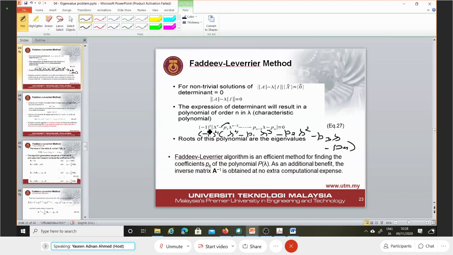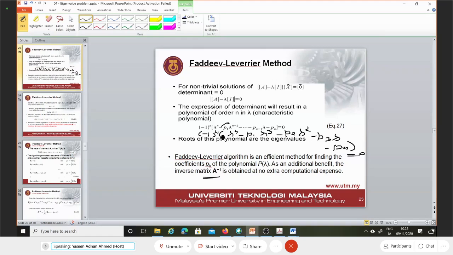So minus 1 to the power 4, multiplied by lambda to the power 4 minus p1 lambda cube minus p2 lambda square minus p3 lambda and minus p4. That will be your equation. That should be equal to 0, according to this method. In this method, you have to find out what? P1, P2, P3, and P4. These are the 4 coefficients of the polynomial. You need to find them out. Okay, how to get the inverse? I will talk about this one later on.